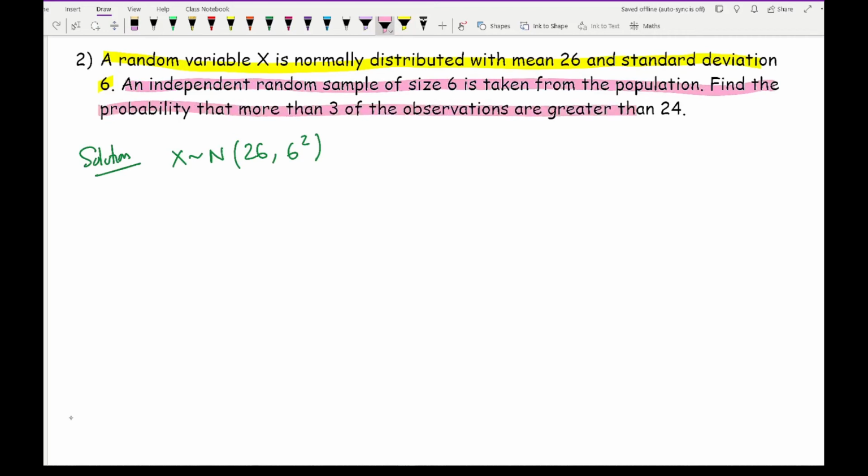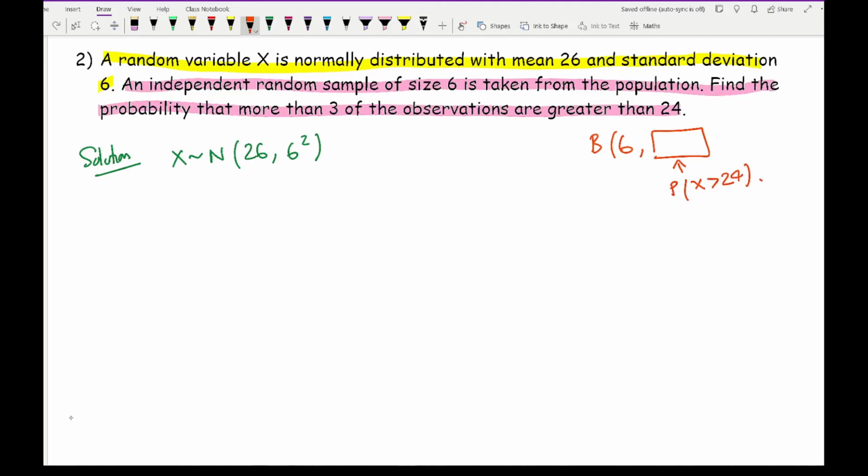And so what we need to do to find the binomial, so if the final part of the question is binomial, we need to know what the parameters are for the binomial. With the binomial, I need to know the sample size, which I know is 6, but what I don't know is the probability of getting a score more than 3. And so in terms of greater than 24, what's the probability of x being more than 24.